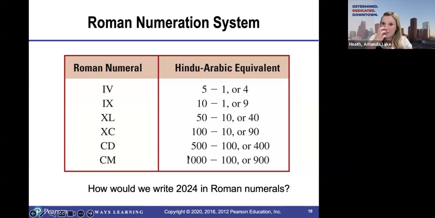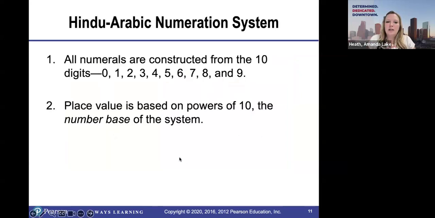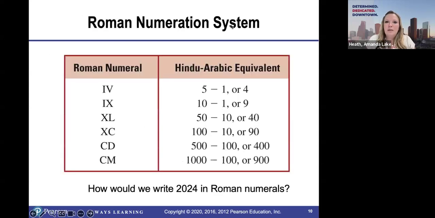2024 is really the number, right? So to get 2000, we could have an M represent 1,000. So to get 2,000, we need 2 M's. We don't have any hundreds we need to represent, but to get 24, I need to represent 20. So that will be 2 X's for 10, 10.